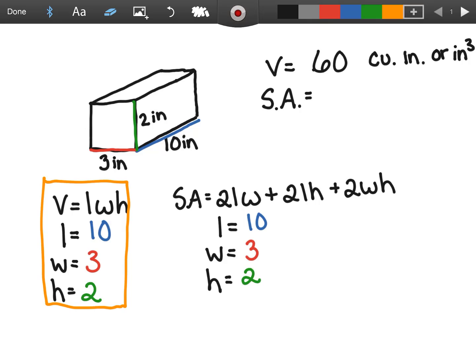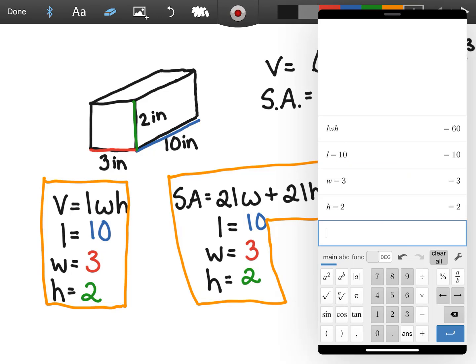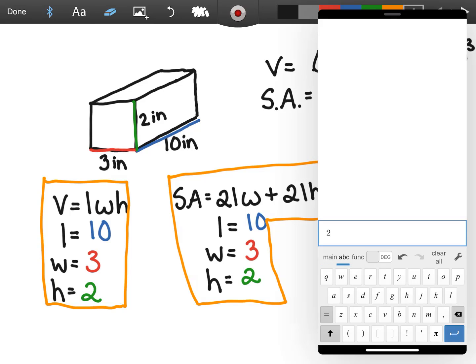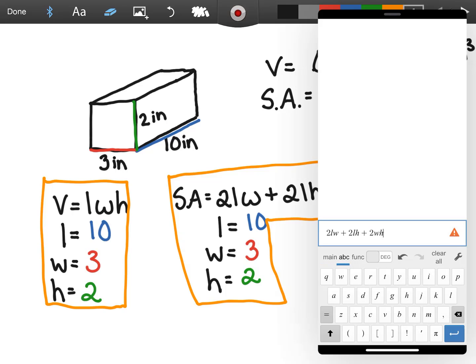Now, just like the volume, if for some reason you use these numbers in the wrong order, you'll be just fine as long as you use every number once. So now we open Desmos and we follow the exact same protocol. First, we type in our formula, 2 times L times W plus 2 times L times H plus 2 times W times H. Hit enter.